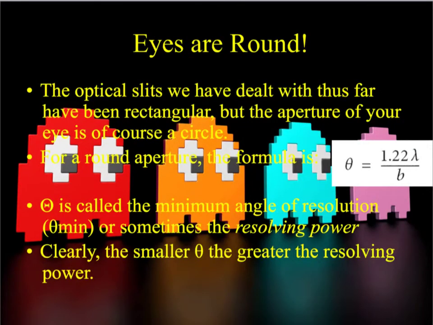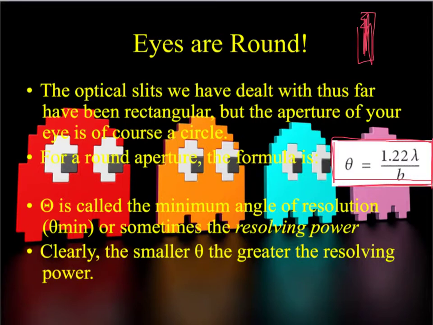Up until this point, all of the optical slits that we've talked about have been rectangular, right? They've been just our general slit. When we're talking about your eye or something like a microscope or a telescope, the aperture is a circle. And for round apertures, the formula is a little bit different. You don't necessarily need to know the derivation of it, but it's going to be 1.22 times lambda divided by b, where again b is the diameter of the aperture.